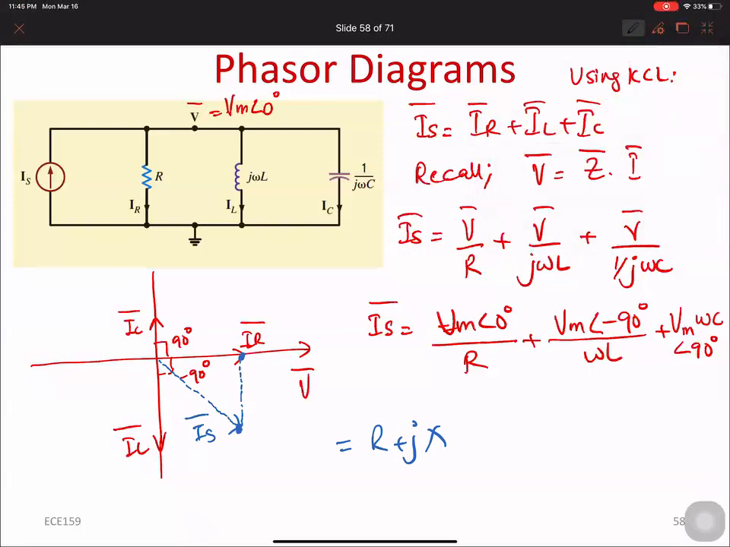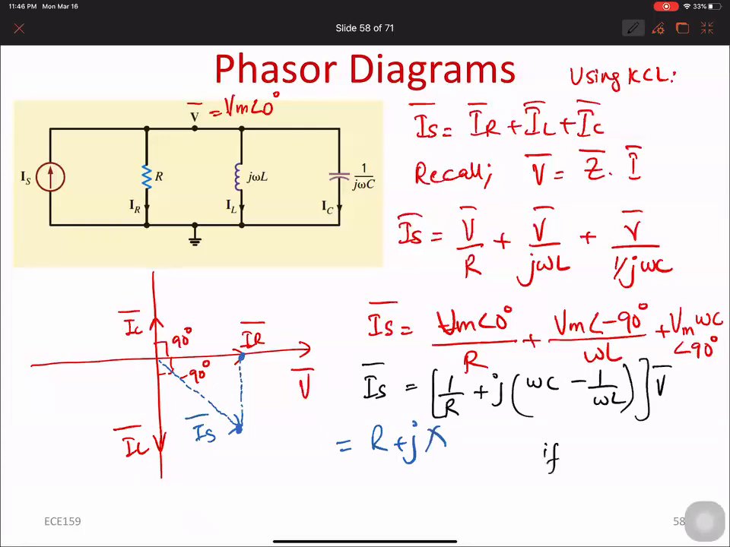We should also note that we can write IS, from solving this equation, as 1 over R plus J omega C minus 1 over omega L, times the voltage. So if we make omega C minus 1 over omega L in this equation equal to 0, omega will be 1 over the root LC. And in this case, we see that IS, which is the source current, will be in phase with the voltage.